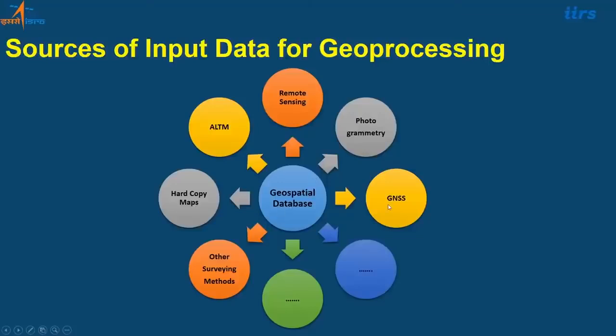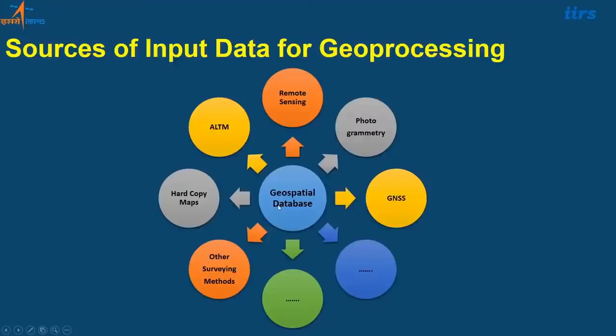Similarly, GNSS, this is a very generic term for GPS, which you call GPS. But the generic term is GNSS, Global Navigation Satellite System. Now, this is basically a constellation of satellites which provides us the location information, the coordinates that are coming from this particular system. There are some surveying methods also, ground surveying methods. They also act as an input source for geospatial data.